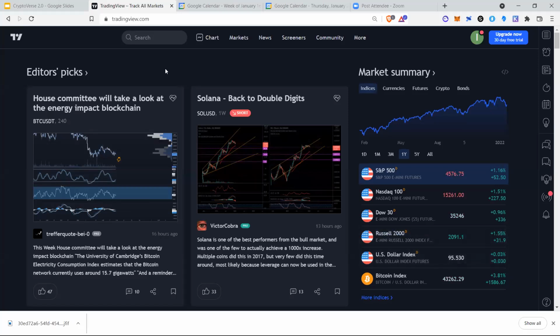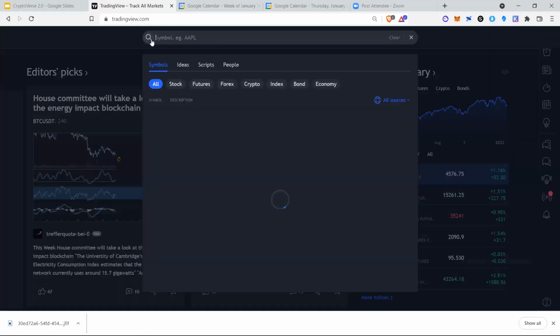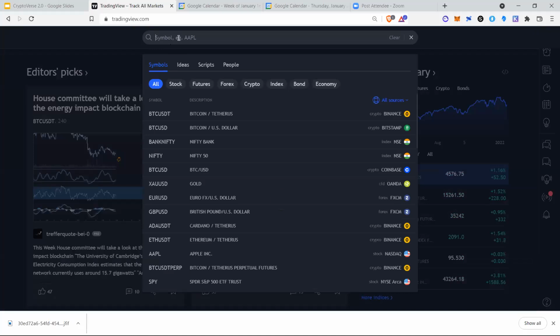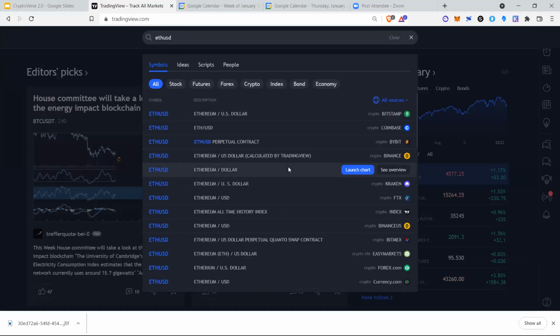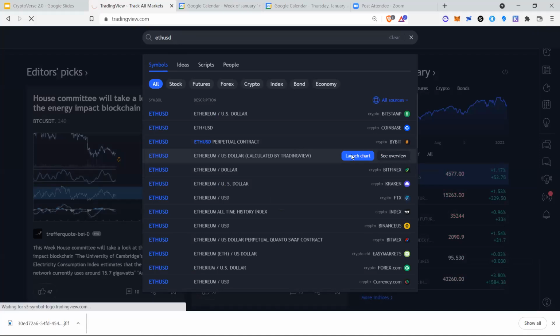Trading View is basically a chart application where you can check all the details of different coins and stocks and the like. So let me select Ethereum USDT Binance. I launched the app. There's also the mobile version of this app.